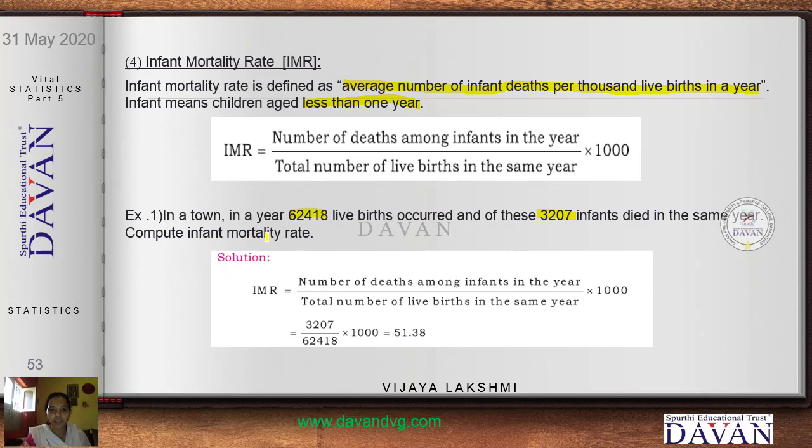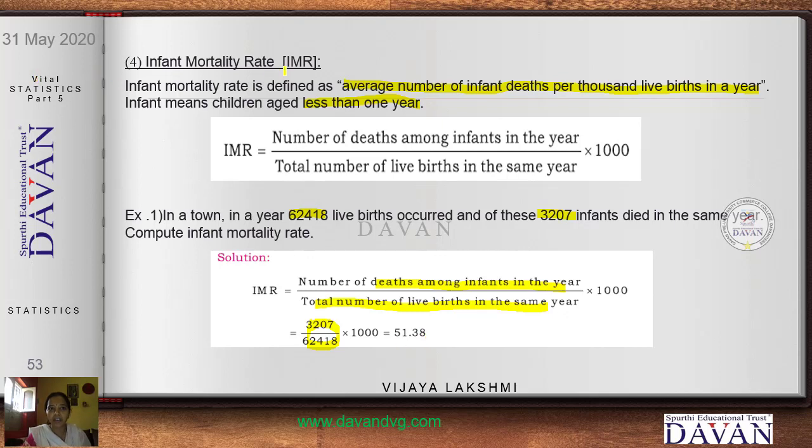Compute infant mortality rate. So IMR is given with the formula of number of deaths among the infants divided by the total number of live births in the same year, into 1000. So the death is 3,207 substituted in the numerator, divided by 62,418 in the denominator, multiplied with 1000. So simplify the division first, and the answer you get, you're supposed to multiply it with 1000. You get the value as 51.38.